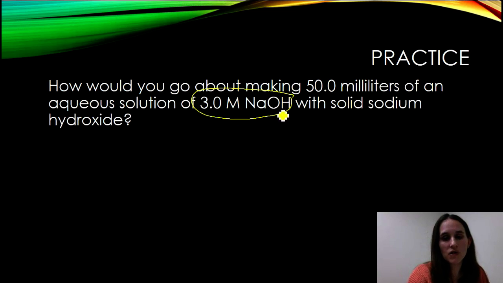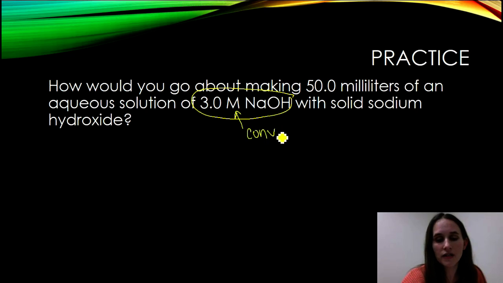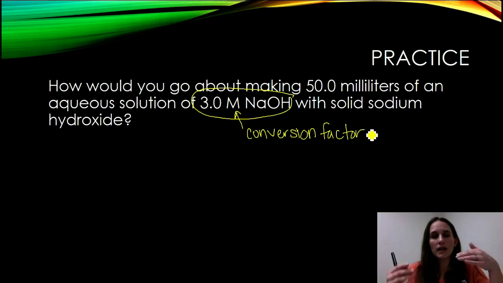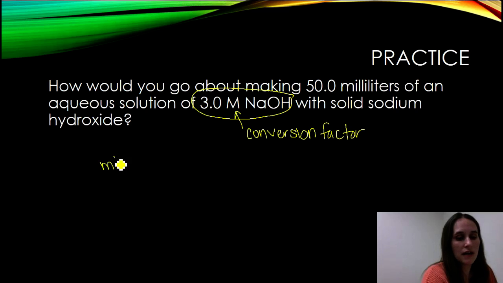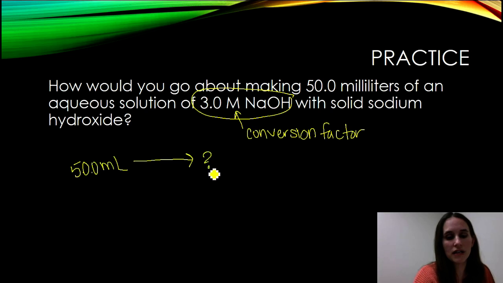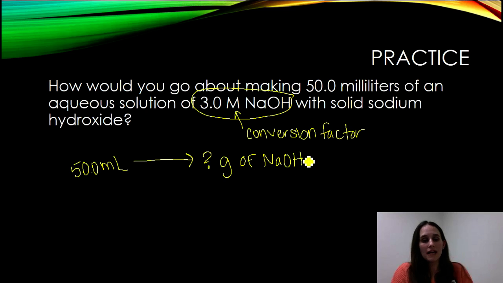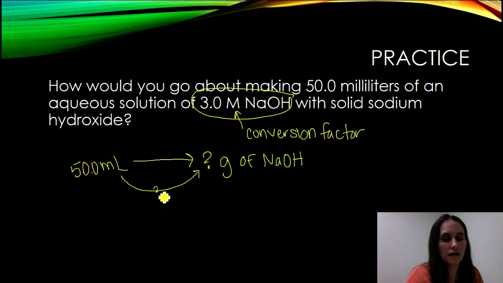Now you might be tempted to start your math here, to start with 3.0 M, but remember this has a per in it. This is a conversion factor. And we've talked about how you can't necessarily start with your conversion factor because that's like starting with the translator. And the translator in the story can't begin because they don't know what was said. So what we're actually going to do is take that 50 milliliters and answer the question, how many grams of sodium hydroxide do I need to add to that to make this molarity?